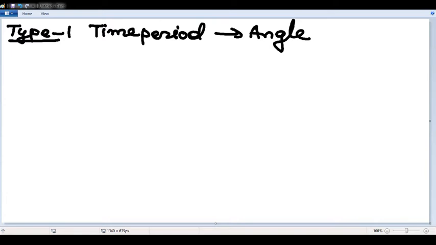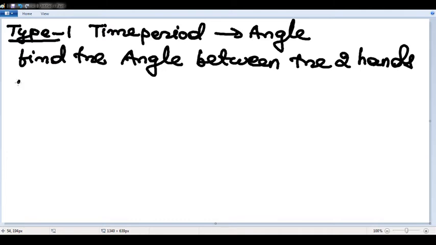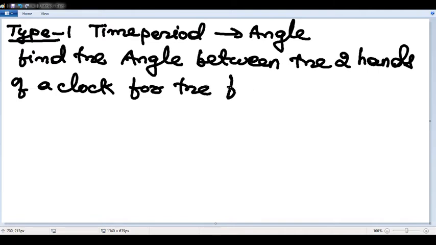Listen carefully. 3 to 4 problems I will solve. Then you can develop any question that comes into your mind. Question. Find the angle between the two hands of a clock for the following timings. Listen carefully, very important reasoning topic.